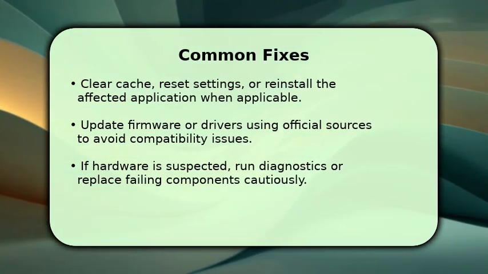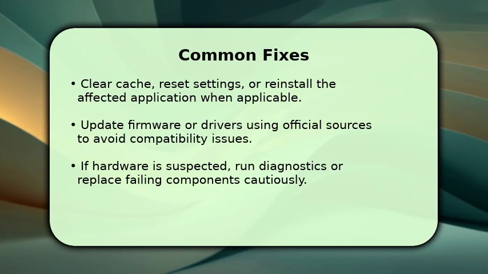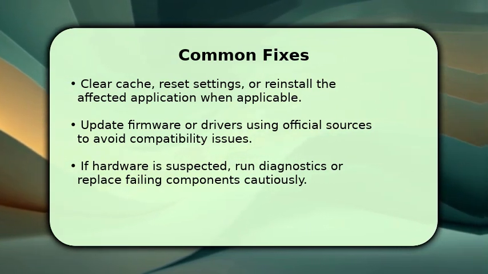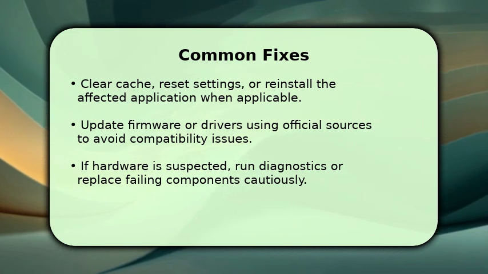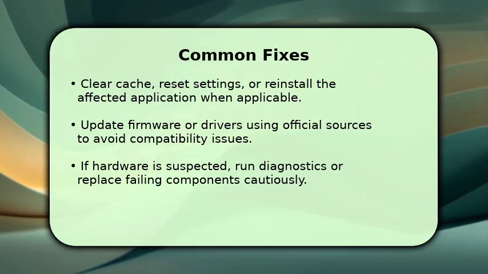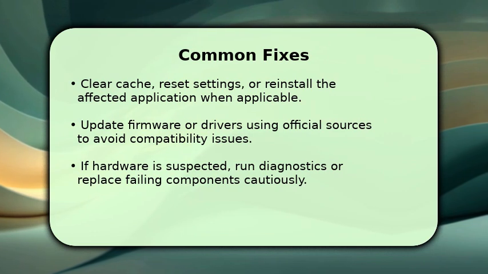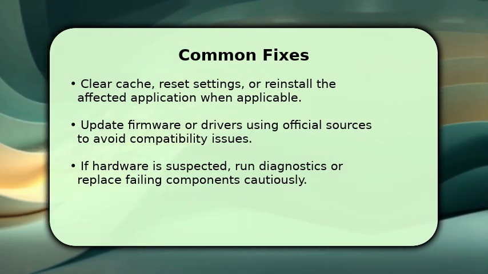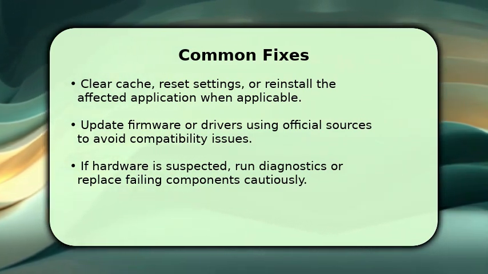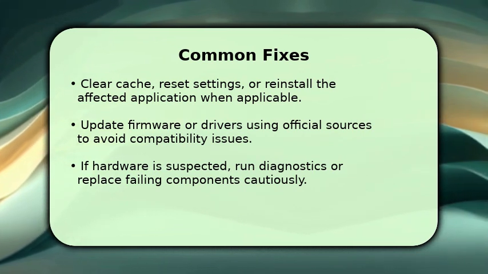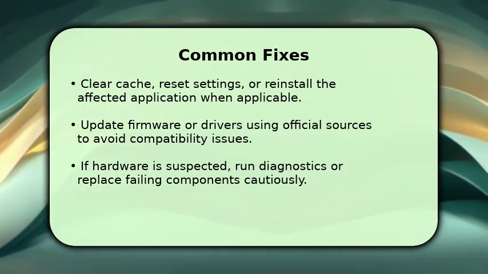Try common fixes in order to minimize risk and downtime. Clear cache and reset settings first, then reinstall the app or component showing error 267. Update firmware or drivers from official sources only and avoid experimental builds. If a hardware fault is likely, run built-in diagnostics and swap suspect parts one at a time. Take notes of each change so you can revert if something makes the issue worse.